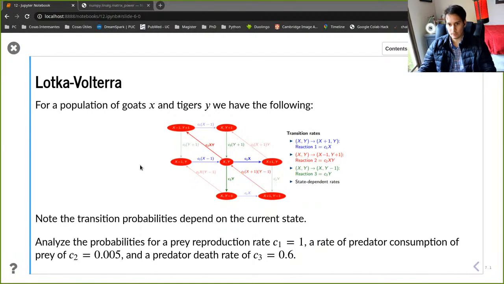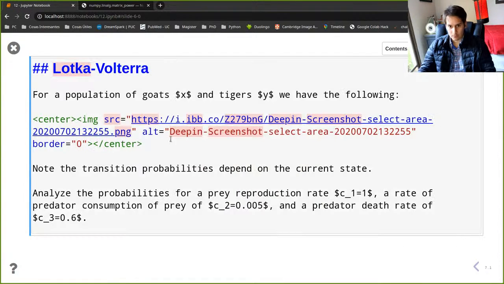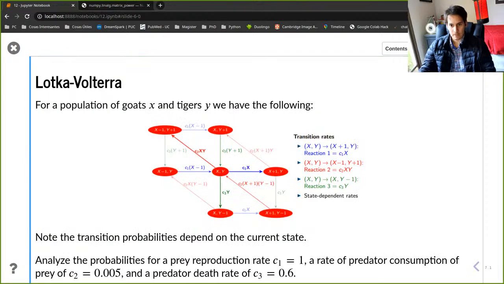And this is a little bit too small. Let me try to zoom to 50%. That's a little bit better.